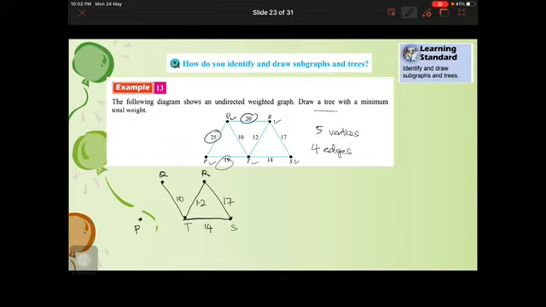Okay, because we want the minimum total weight, that means we take out the bigger number, because we want to keep all the small numbers. So from here we know that the three bigger numbers are 20, 25 and 19. This is the first step, but it's not necessarily correct. So we must check every step that we do.